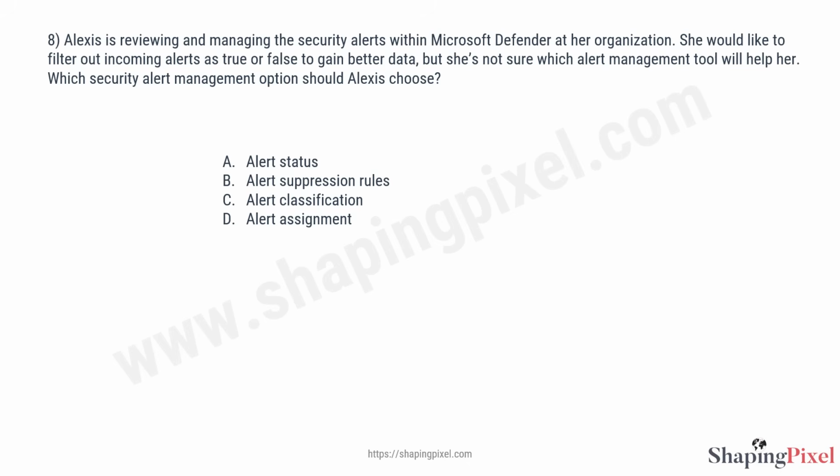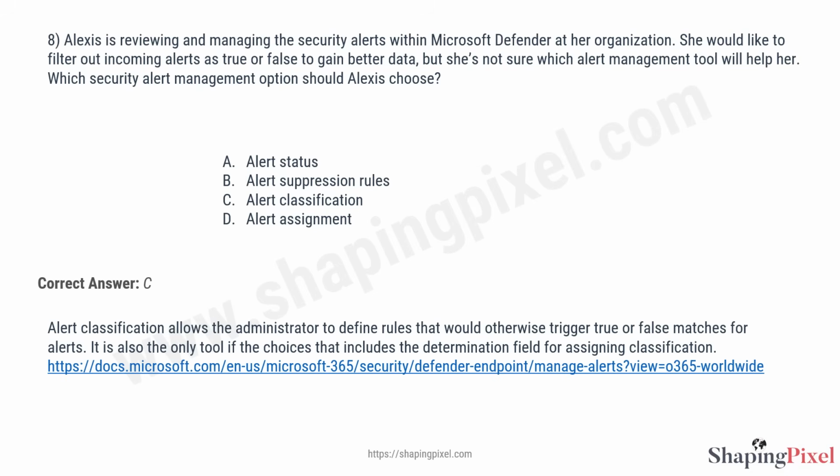So the right answer here is option C, alert classification. Alert classification allows the administrator to define rules that would otherwise trigger true or false matches for alerts. It is also the only tool in the choices that includes the determination field for assigning classification.